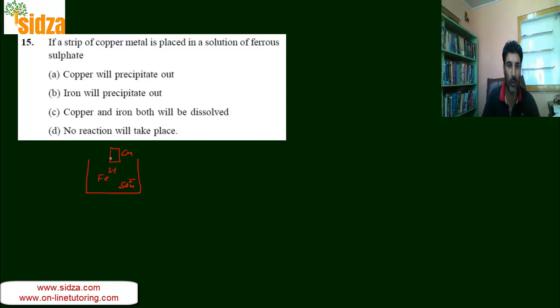lose electrons. The copper metal may lose electrons to the iron, which means the copper gets oxidized, and the iron ions in the solution, Fe2+ ions, may gain those electrons and form metallic iron. That means the copper will act as the anode and the iron will act as the cathode.